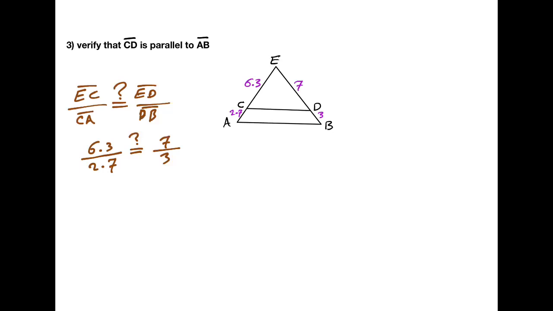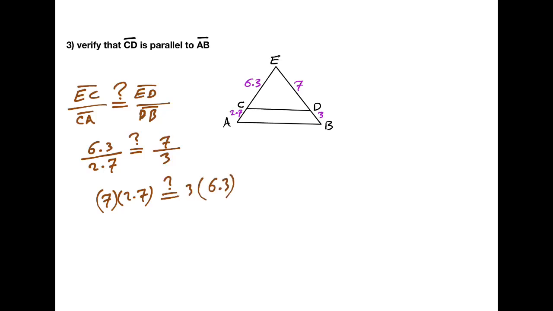But maybe that's a little bit harder approach, but there is another easier way here. You can always cross product because multiplication is usually simpler than division. So if you multiply 7 by 2.7 and that number is equal to 3 times 6.3, then this proportionality holds. So let's just cross product here. Is 7 times 2.7 equal to 3 times 6.3?